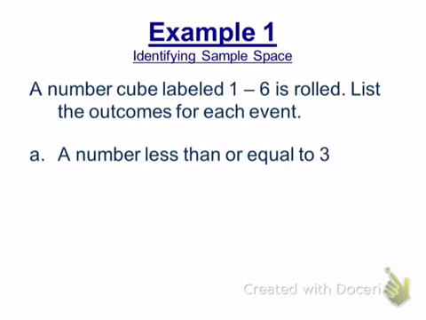Y'all listen. On the next test, I'm going to ask you questions like this, and somebody, usually a lot of somebodies, are going to give me the probability. Am I asking for the probability of rolling a number less than 3? I'm asking for listing the outcomes. What is the sample space for this event? So the sample space here would be 1, 2, or 3.